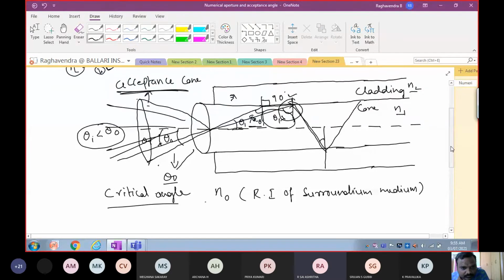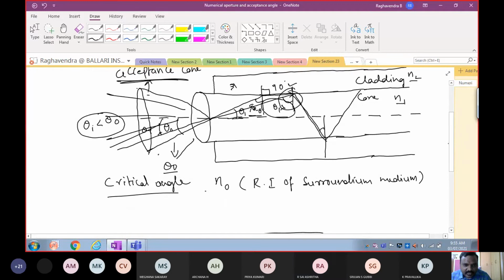What? That last one, sir, you said the light passes away outside somewhat. Okay, you see here. Just now I told you, assume that this theta naught is the critical angle. If any ray falls inside the acceptance cone and its angle of incidence is less than the critical angle, yes or no? Yes, sir. If it falls inside the acceptance cone, it undergoes refraction.